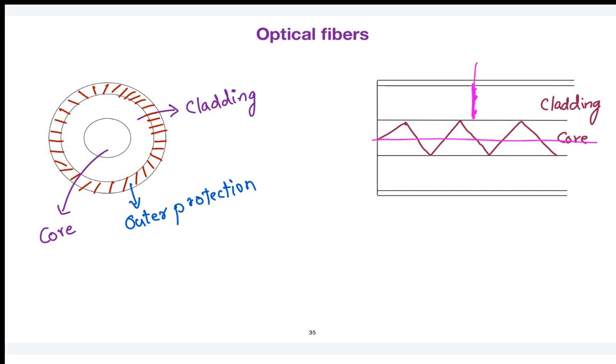So the basic difference between step index and graded index was, if the refractive index is uniform in the cladding material, that is said to be step index. And if the refractive index is varying, you can call it graded index. Okay.